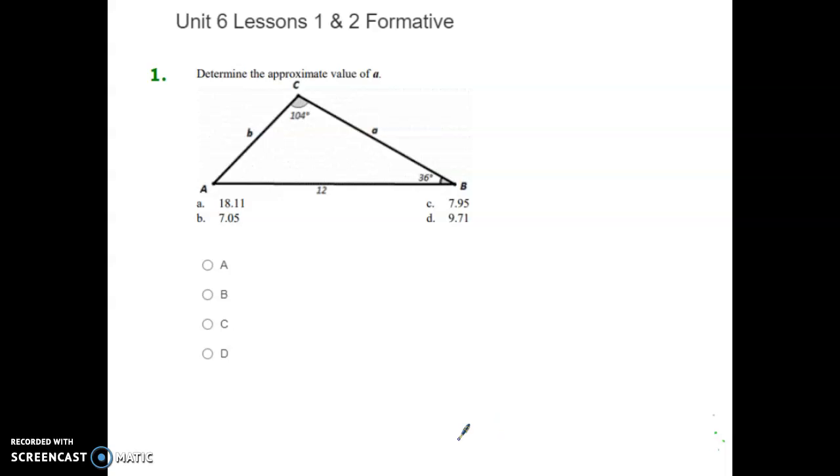Okay, Precalculus, Unit 6, first formative. First thing I notice is we've got an AAS triangle, angle, angle, side. So we don't have to deal with the ambiguous case, which is great. The next thing I notice is we've got a pair right here, so I'm going to go ahead and set up my proportion and use that as one side.